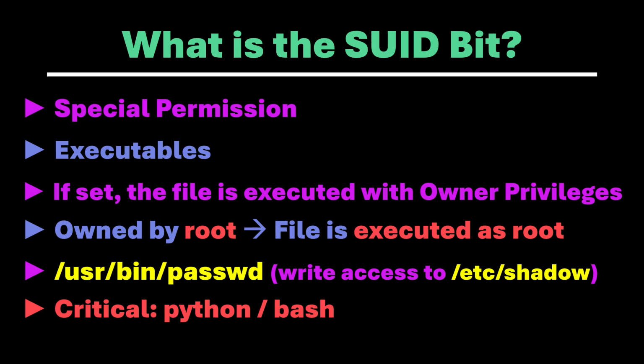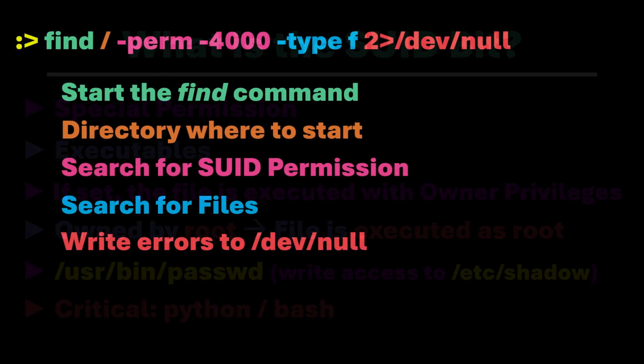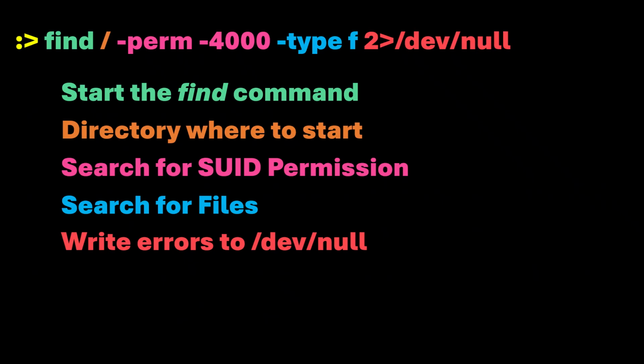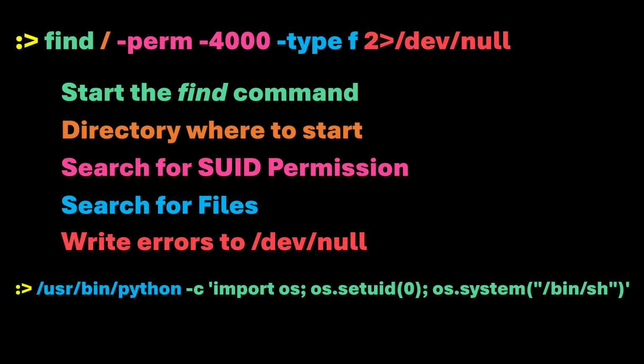An attacker could search specifically for programs with the SUID bit set using this command. If /usr/bin/python has the SUID bit set and is owned by root, a user can obtain a root shell with this command here. In this example, a new shell is spawned by user ID 0, which is root. The attacker thus bypasses the regular permission model.